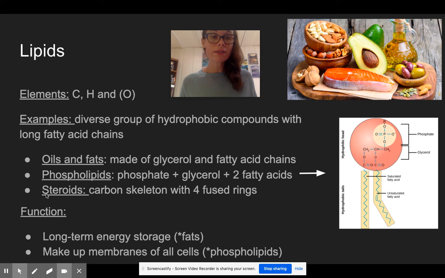Another example of lipids are steroids. Cholesterol is an example. Sex hormones are an example of steroids. And these are different in structure. They've got a carbon skeleton with 4 fused rings. Okay, so here's examples of lipids. What do they do? Well, these are, for you, really long-term energy storage. But they also make up the membranes of your cells, like I mentioned.